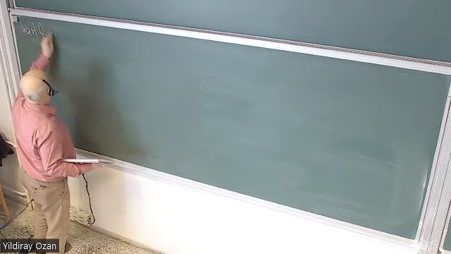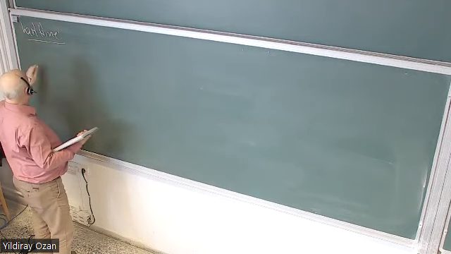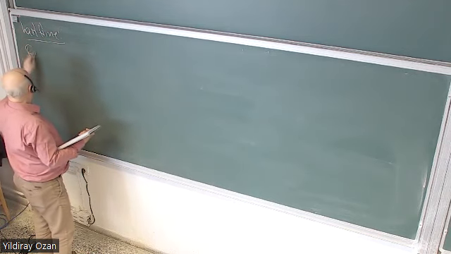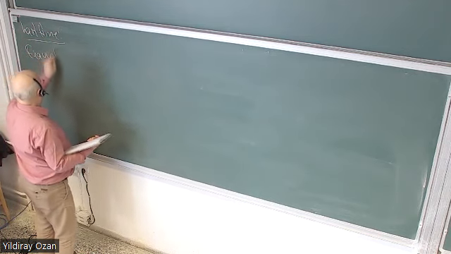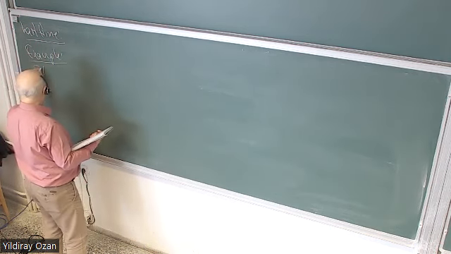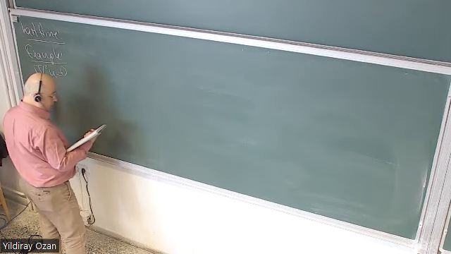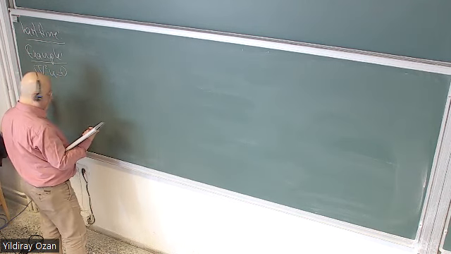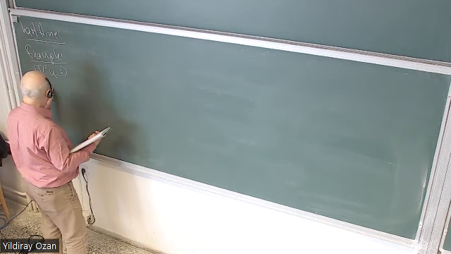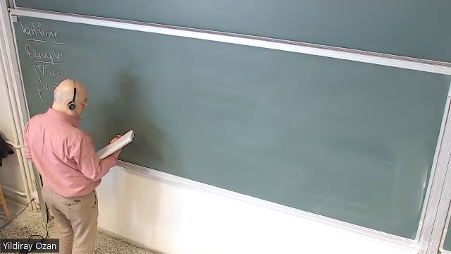Last time we were solving this problem, right? Del squared u equals 0 and u(1, theta) equals f of theta.